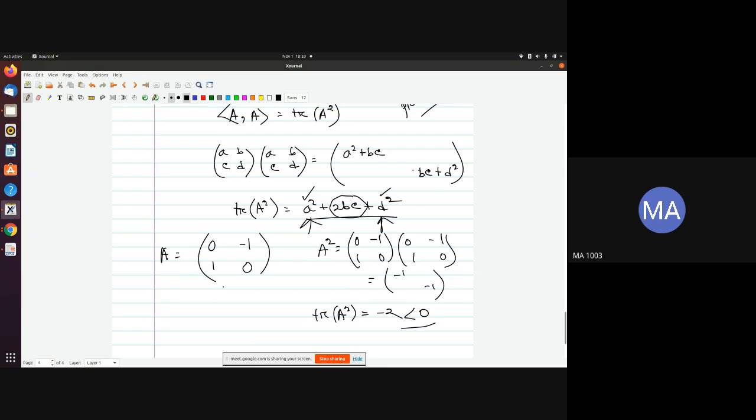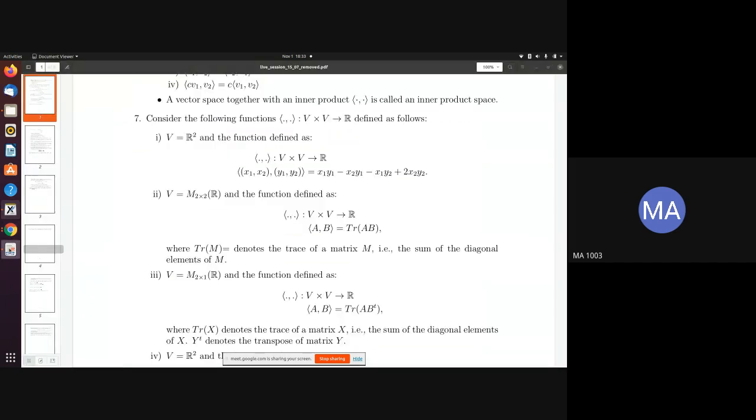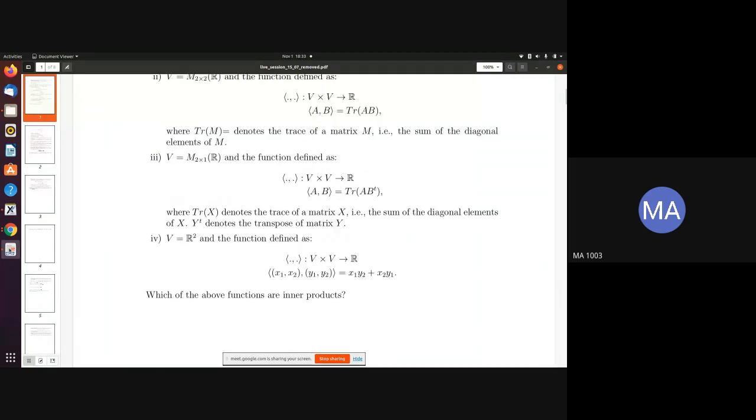This should be in your practice, right? What about the third one then? Is it an inner product? The third one. Here, what I have written is M2 cross 1 of R, that is, 2 rows and 1 column, so a 2 cross 1 vector, basically. And I am taking the trace of A B transpose. How am I getting it?